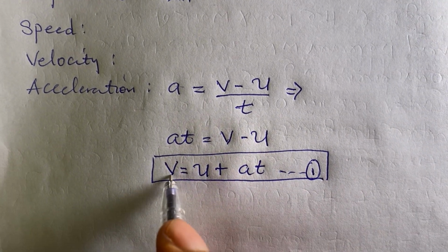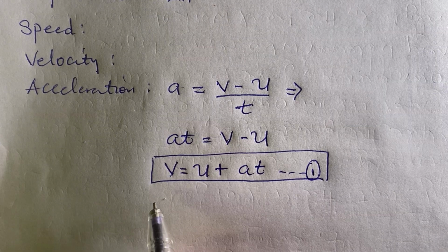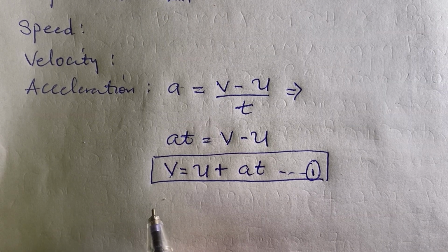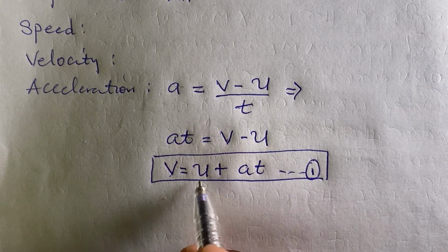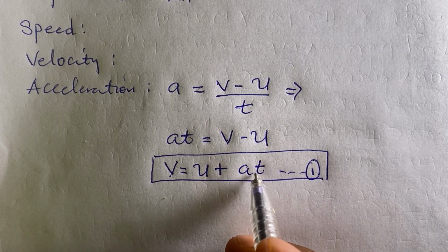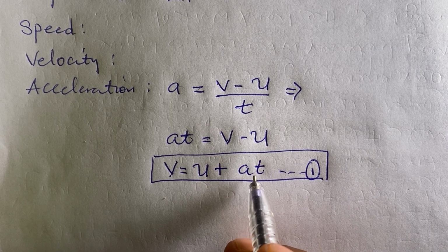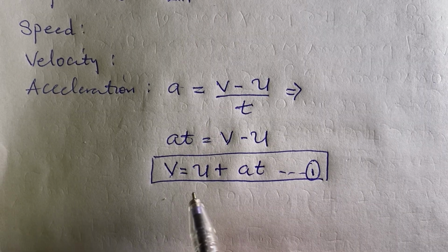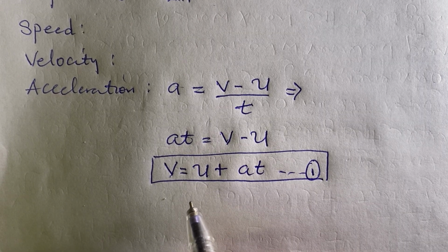Here, v is your final velocity. I hope now you know what velocity is. u is your initial velocity. a is the acceleration, and t is the time taken. We'll be using this to derive the rest of the equations.